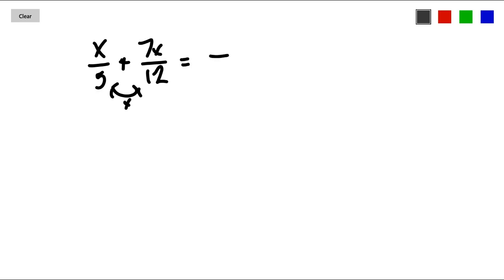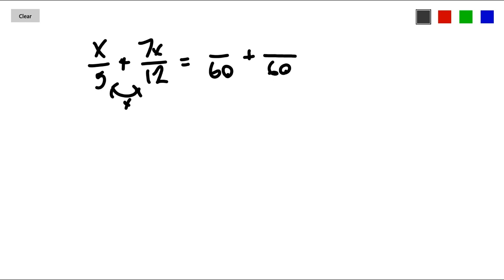Let's say that I had this expression. So I have x over 5 plus 7x over 12. So I have two fractions that I'm adding together, so I'm going to need to find a common denominator. And the easiest way to do that is to multiply the two denominators together. So what I end up with is something over 60 plus another something over 60.